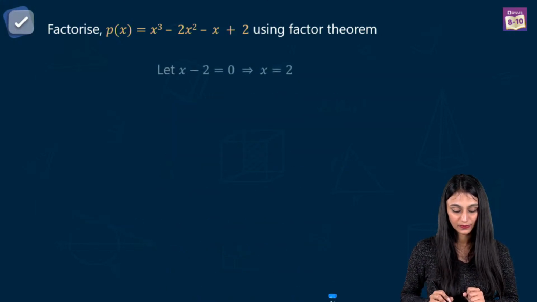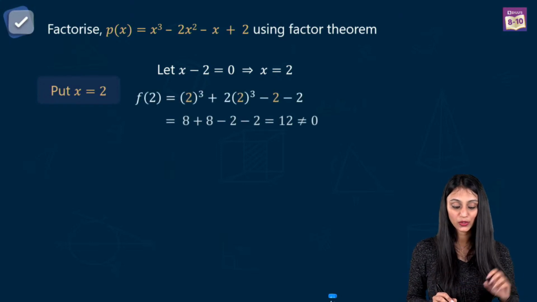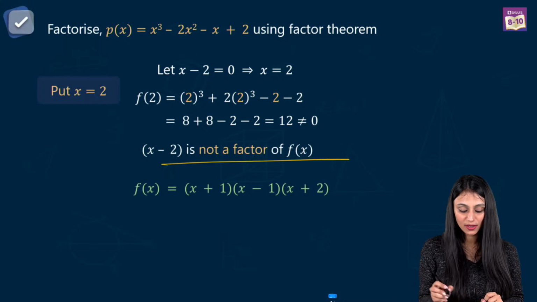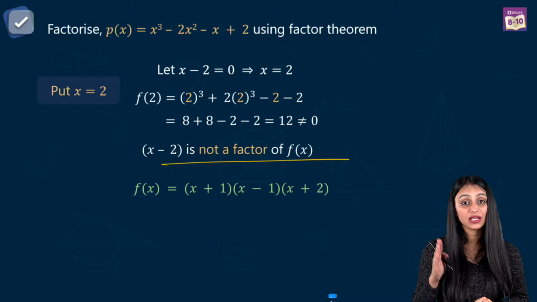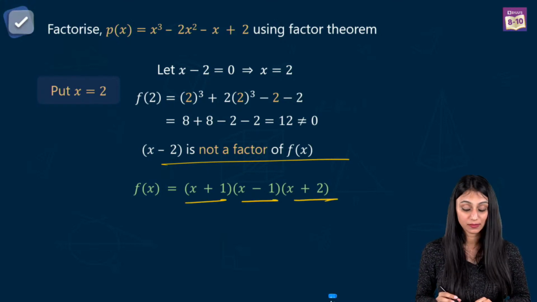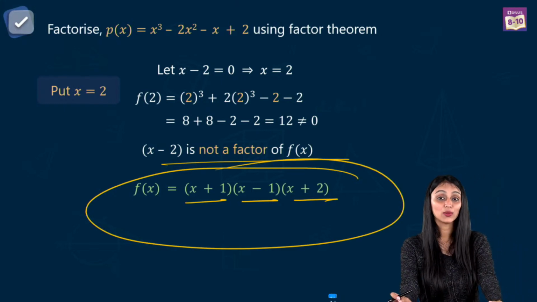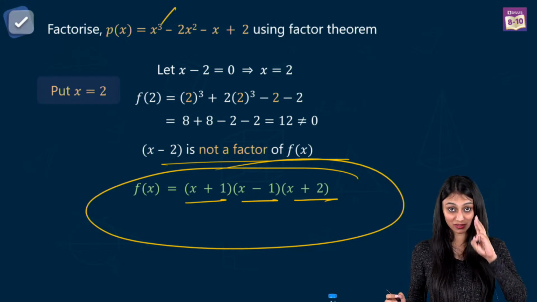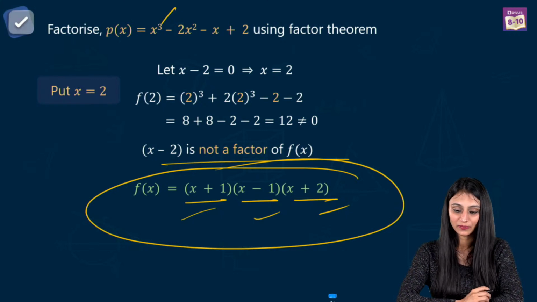And then similarly, x minus 2 would be equal to 0, so x is equal to 2. Put 2 wherever you have x. So we can say that x minus 2 is not a factor of f(x). So for f(x), I can say we have got 3 factors over here, x plus 1, x minus 1 and x plus 2. See, the number of factors I told you would be less than or equal to the degree of the polynomial. It's a cubic polynomial. The highest power over here is 3. The degree is 3. We've got 3 factors over here.